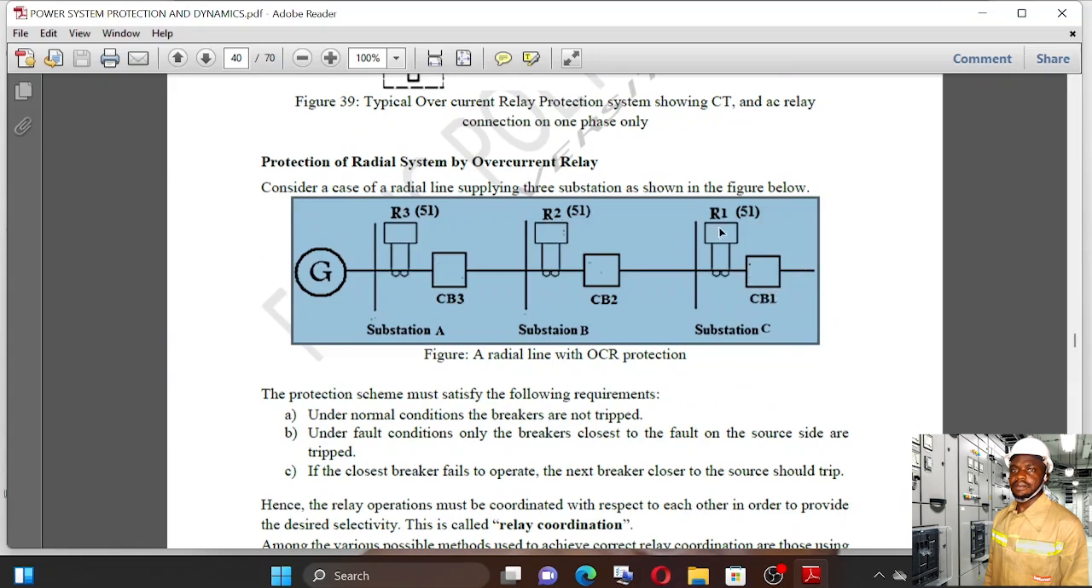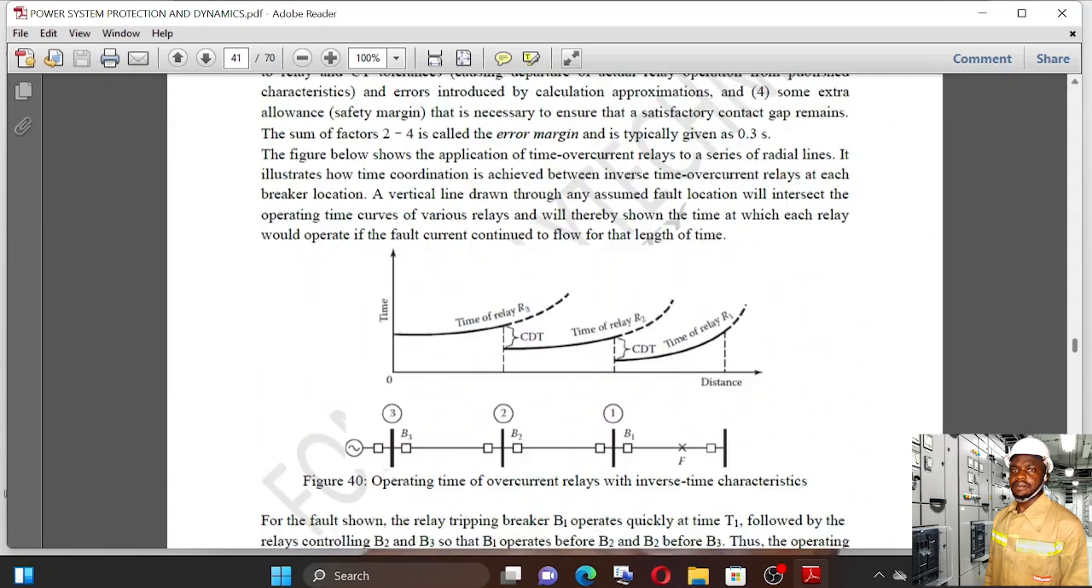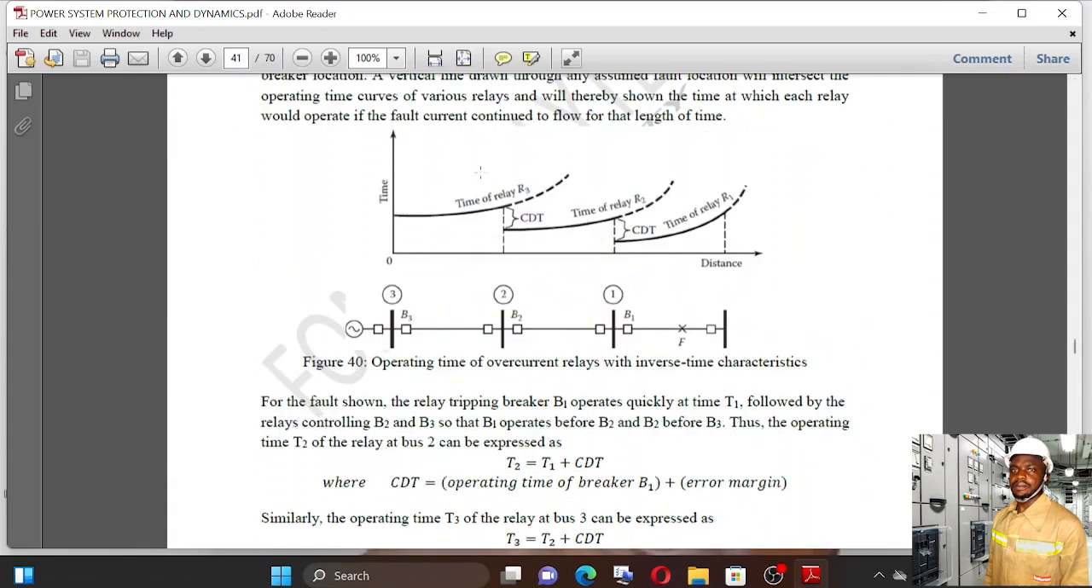Circuit breaker CB1 is supposed to react. What if circuit breaker CB1 fails to react? CB2 is supposed to react, right? But now there's a time required for this circuit breaker 2 to react. So that's what we call that coordination time. Same thing if this circuit breaker 2 fails as well. Circuit breaker 3 should react, but within a particular point in time. So that time here can be represented on this curve as such. So we have this time of relay for the various substation 3, substation 2, substation 1.